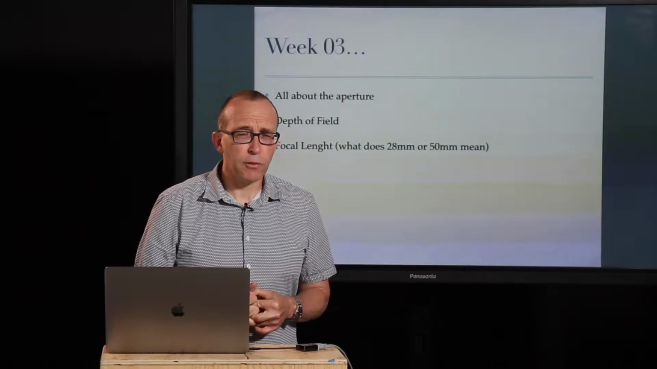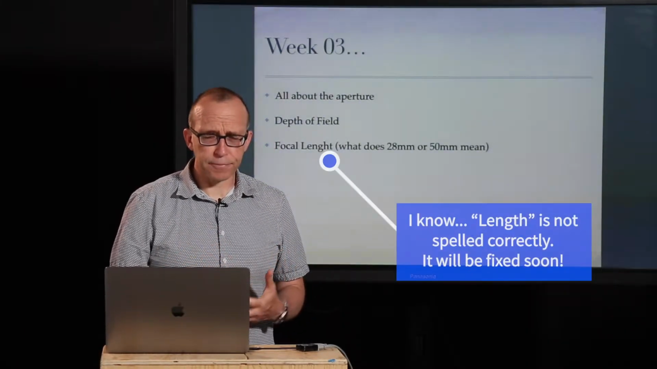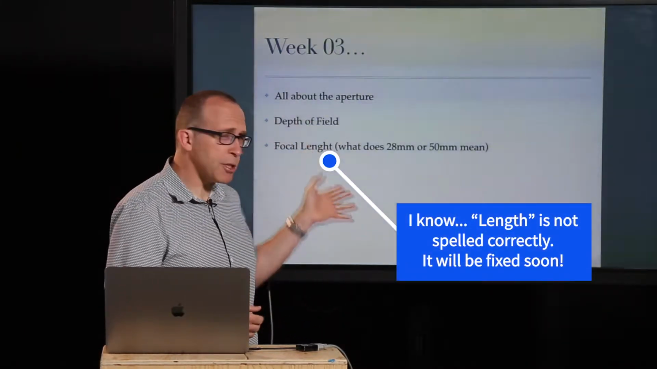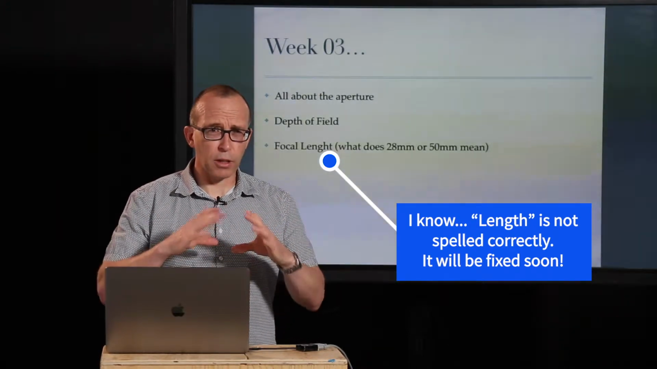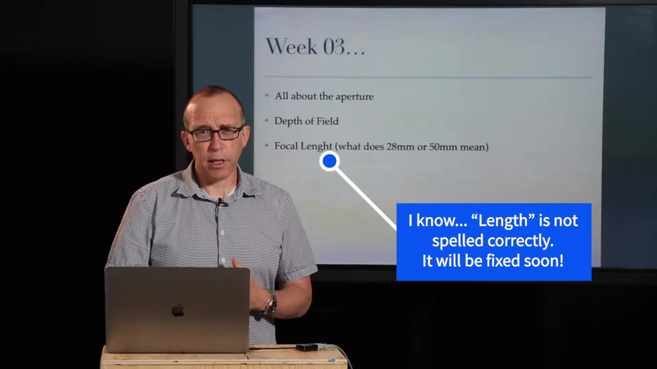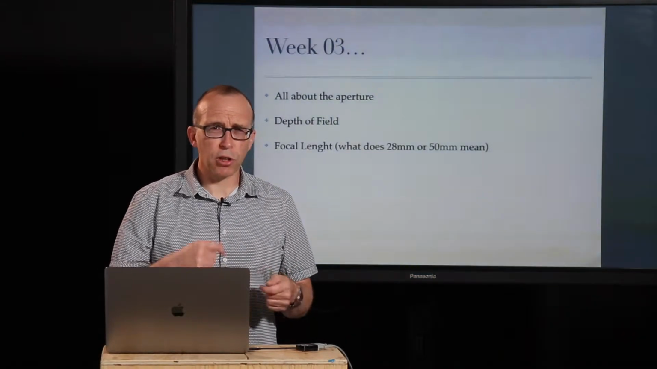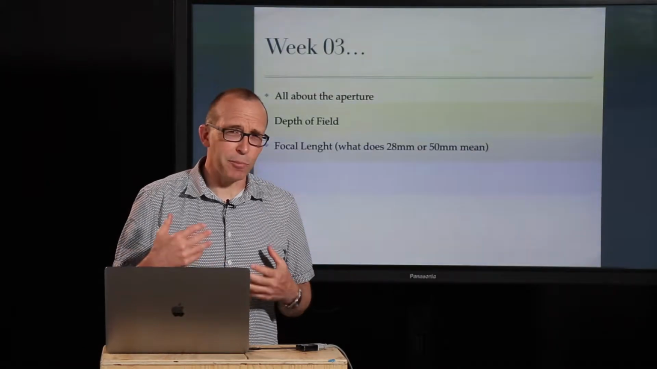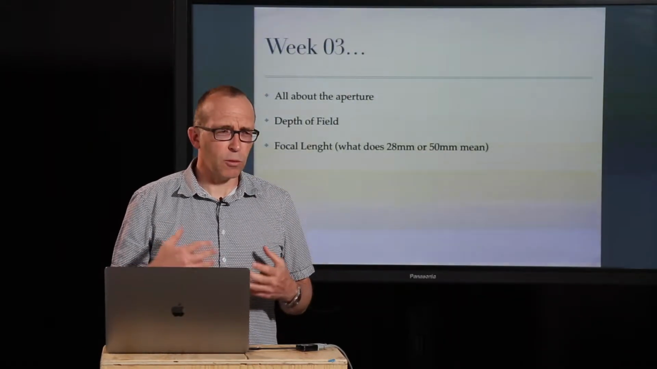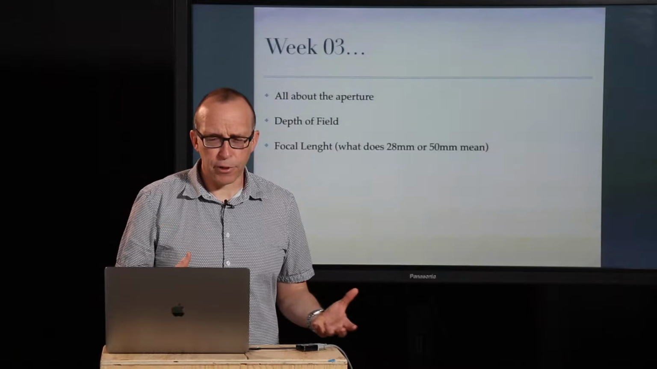This week, we've got a lot to read and a lot to cover. We're going to talk about aperture again. We've already talked about how it fits into the whole exposure triangle. But this week, we're just going to look at it a little bit more in detail. Where do those F numbers come from? What does F8 mean exactly? What does F11 mean? Where does that number come from?